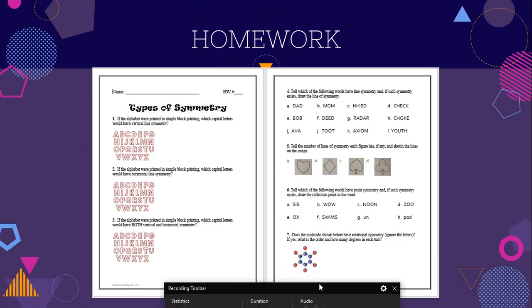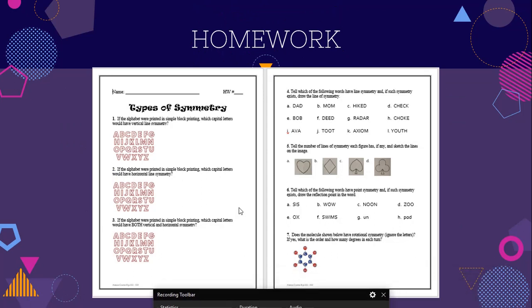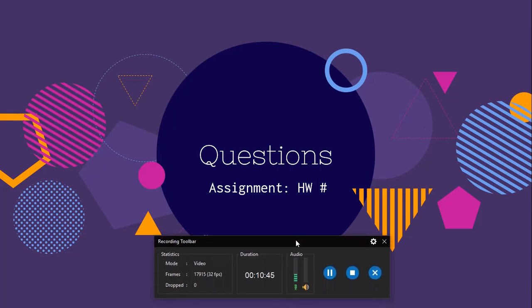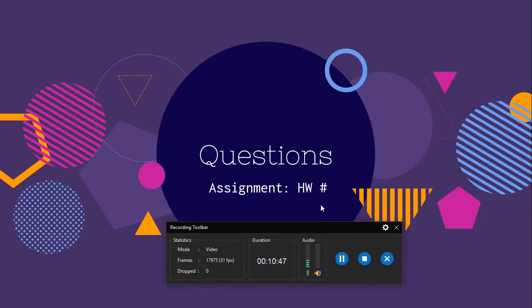Your homework is 2 pages long, front and back. It says types of symmetry on it. If you have any questions going through this assignment, please let me know.